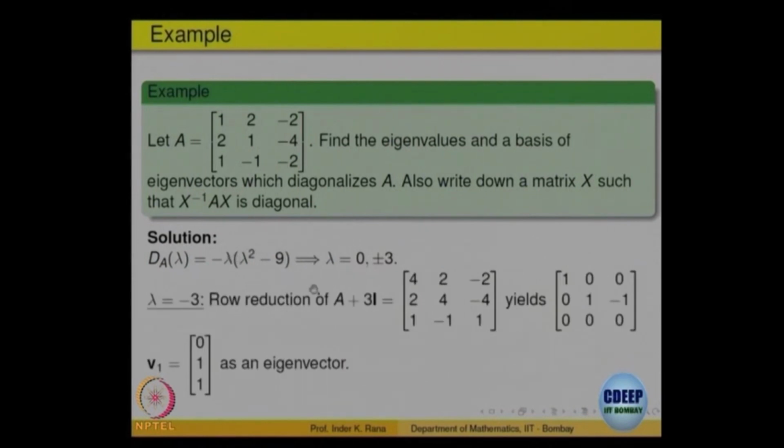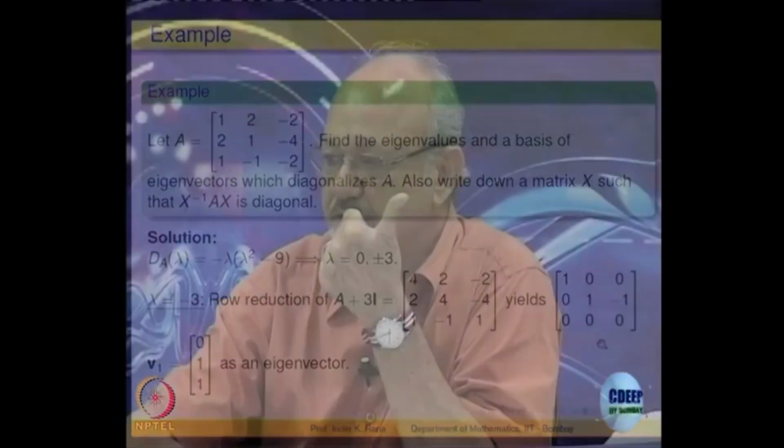For lambda equal to minus 3, what will be the matrix we will be looking at? A minus lambda I. Lambda is minus 3, so it becomes A plus 3I. So, that is the matrix. And how do you find the null space or nullity? You have to reduce it to the row echelon form. We are given here the row echelon form is given by this. Once that is the row echelon form, what is the rank of the matrix? Rank of the matrix is 2. So, what is the nullity? 1. So, the eigenspace or the null space for this has only got dimension 1.